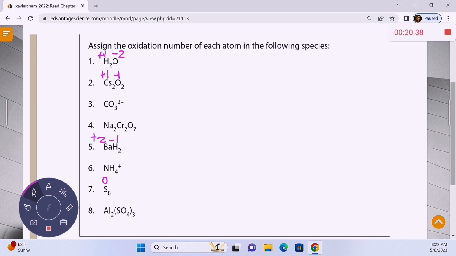For number 4, there are 2 of them that you know. What are they? Na and O. So if you assign those, use basic algebra to calculate chromium. Plus 1, and this would be X, and a -2.